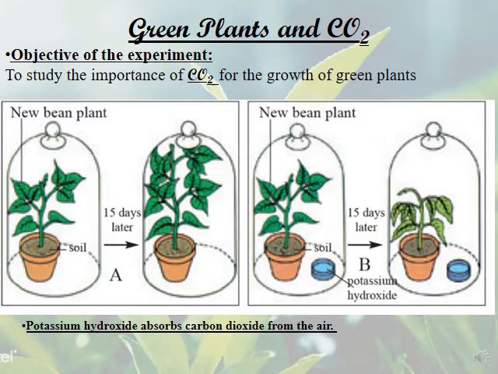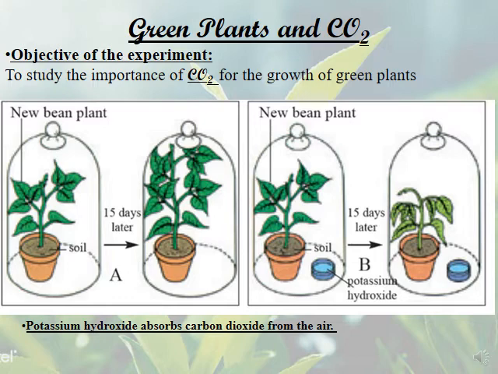Moving to the fourth experiment, which is about the green plants and CO2. Also, the objective or the aim or the purpose of this experiment is to study the importance of CO2 for the growth of green plants. So here we have two plants A and B. Plant A is found inside a glass jar that was transparent. It allows the light to go through it.